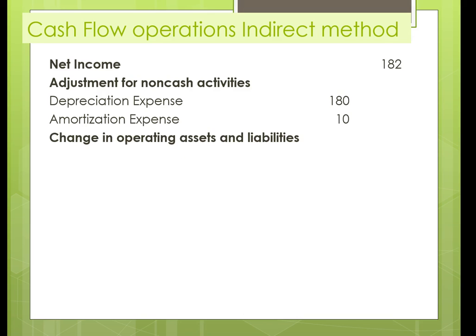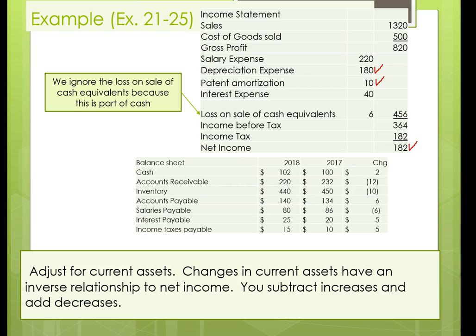So now we're going to look at changes in operating assets and liabilities, and this is our current assets and liabilities. We're going to look at our accounts receivable and our inventory, which are our current assets. Remember, there is an inverse relationship when you're doing the indirect method with adjustments on current assets. You subtract increases and add decreases.